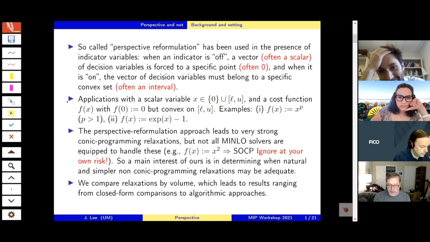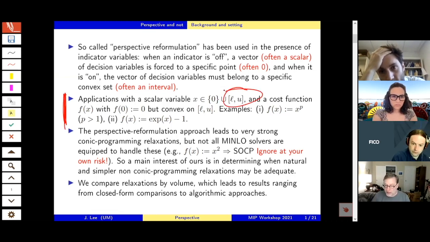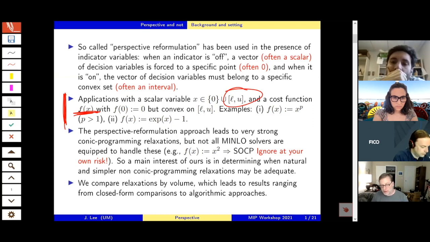So there are lots of applications, even in the one-dimensional case, where x is either 0 or it's in some operating range L to U, and there's a variable cost function f of x, and having the indicator variable, which we'll call z later, allows you to have a fixed cost for operating. And if you're operating, then there's a variable cost, this f of x, for being in that interval LU.